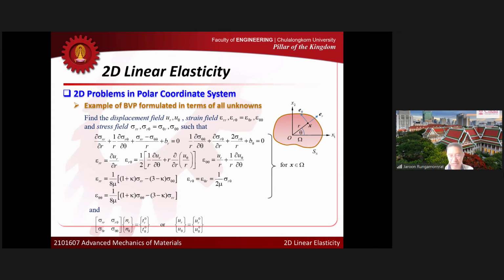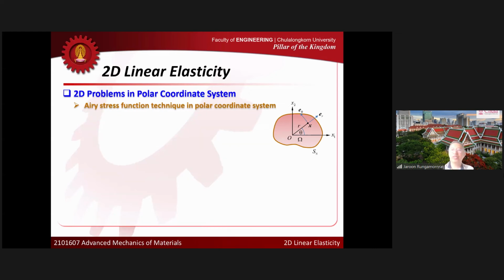Now, if we want to solve this problem using the Airy stress function technique, what can we do? We can do exactly the same way, except that we work out the problem in the r-theta system. So the body force field that we used to represent in the X1, X2 system, now we can represent in r-theta. Remember, I talked about the gradient. This is the gradient of a scalar function V. So the form here is exactly the same as for X1 and X2 because a form like this is coordinate independent.